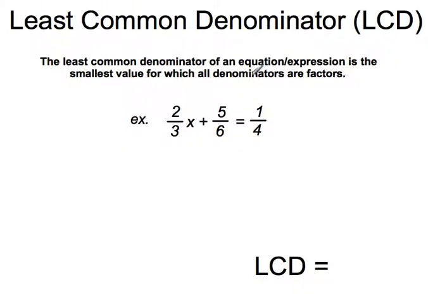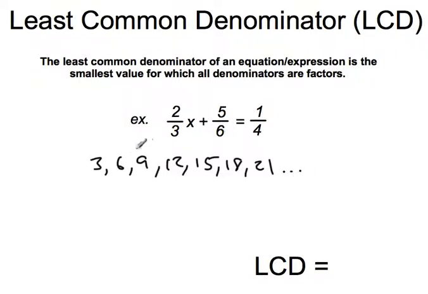It's the smallest value for which every single denominator is a factor. So when we say factors, we're talking about multiples of this. So think about 3. What are 3's multiples? It would be 3, 6, 9, 12, 15, 18, 21, and so forth. Those are all the multiples of 3. Well, some of them. They keep going.